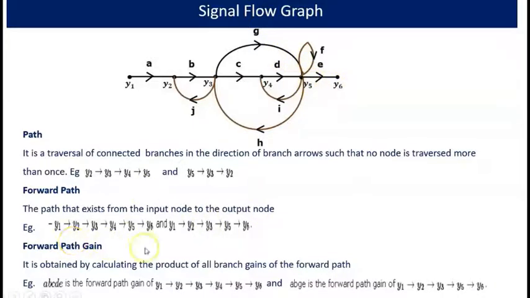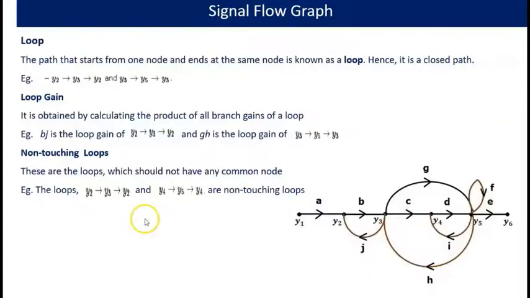And what is forward path gain? It is obtained by calculating the product of all branch gains of the forward path. So we take this as the first forward path. The gain is the product of all the gains, so A, B, C, D, E is the forward path gain of the first forward path. The second forward path's gain is A, B, G, E. So that is the forward path gain. Now, what is a loop?